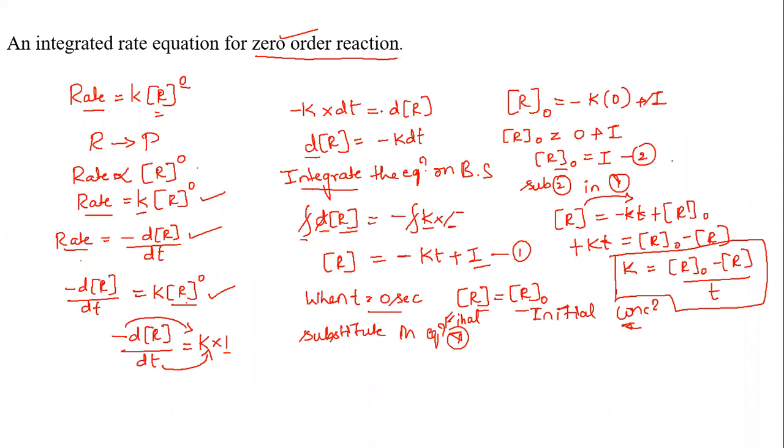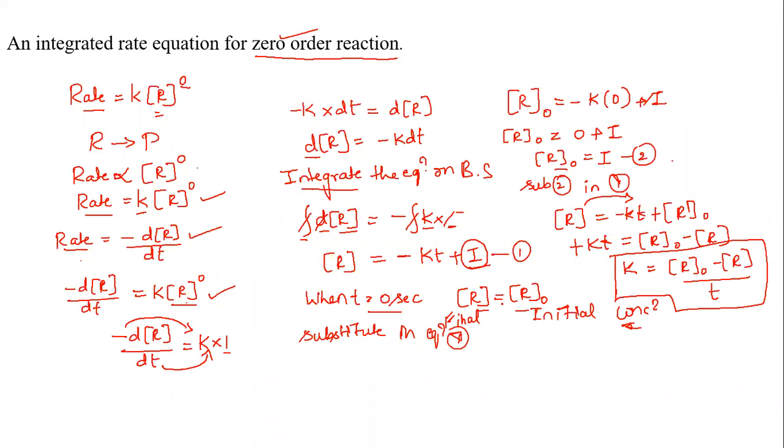Minus k into dt is equal to dr, after rearranging this and integrating this equation on both the sides. Since differentiation and integration are inverse of each other, these two get cancelled and r remains. And whenever you are going to integrate a constant, the integration constant has to be taken, that is I. So that's why I is a new letter which is coming from this line. Okay. And when time is equal to 0 seconds, the final concentration will be equal to the initial concentration.